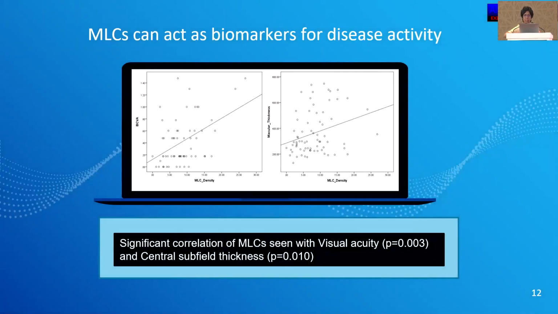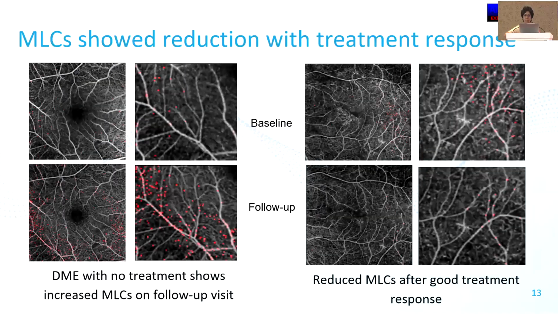Central foveal thickness and visual acuity are traditionally the two biomarkers which are used to measure the disease activity as well as the treatment response in diabetic macular edema. What we saw was that these MLCs showed significant correlation with both these biomarkers, indirectly telling that MLCs also can act as biomarkers for disease activity and possibly treatment response.